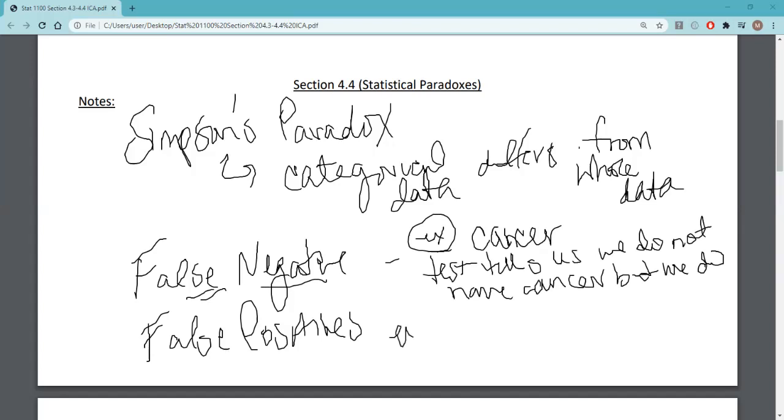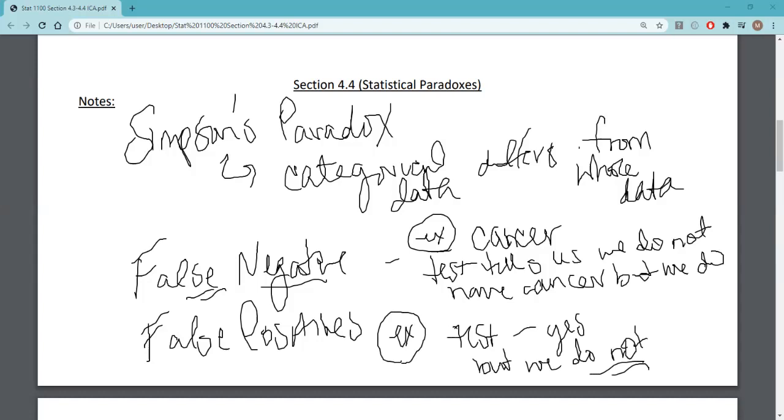And on the contrary, if we have a false positive, the test says, yes, we have it, but we do not. So we have a false positive.